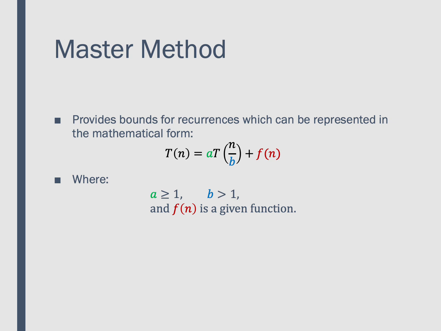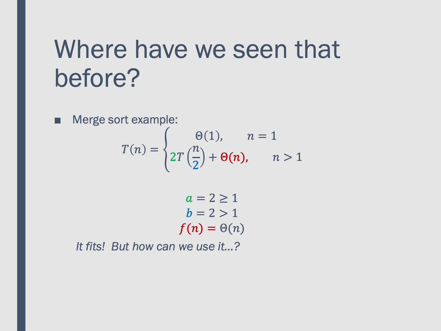Let's look at the next slide. Here we have an example of merge sort, where we have the conditions a, b and f(n). It fits, but how can we use it?